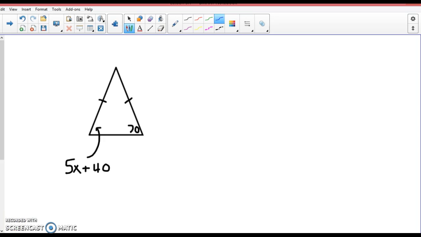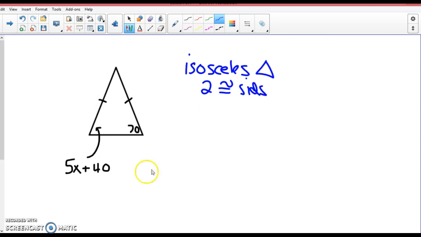Draw this triangle. Who knows what kind of triangle that is? What's that called? An isosceles triangle. Isosceles triangle has 2 congruent sides. That's what these hash marks show. These 2 hashes show you that those 2 sides are congruent. And in an isosceles triangle, it also has 2 congruent angles. The angles that are opposite the congruent sides are congruent. And congruent is just a fancy way of saying equal.